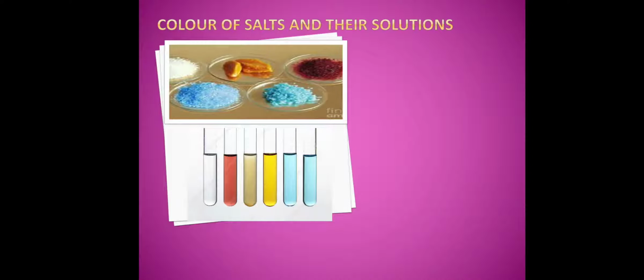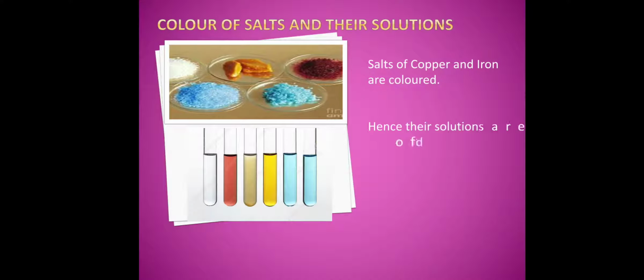We have come across various salts that have different colors. So why do salts have different colors, and what happens if the salts are added to water and their solutions are prepared? We notice that their solutions also have distinct colors. Salts of copper and iron are colored, and hence their solutions are of distinct color.